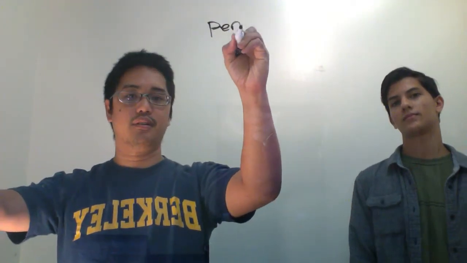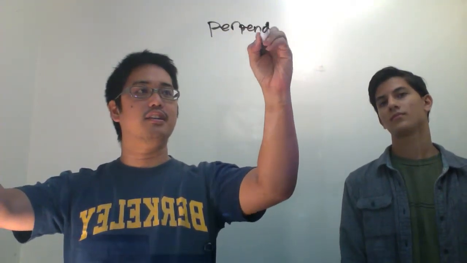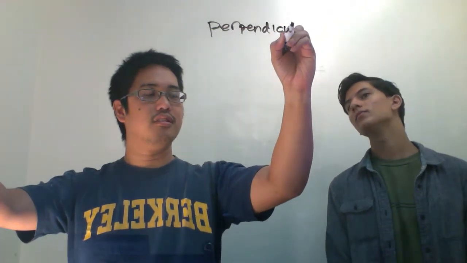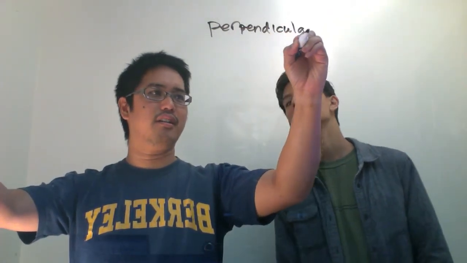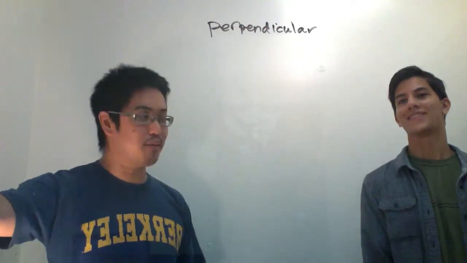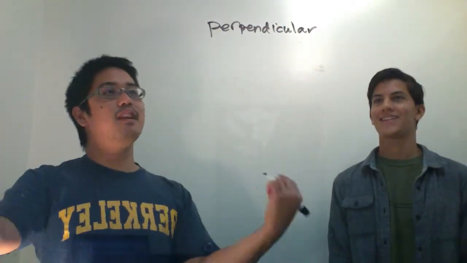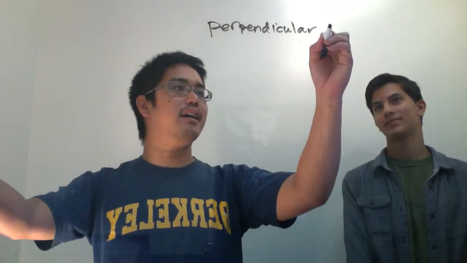Okay. Now we're going to talk about something totally different. This one is called perpendicular lines. Perpendicular. D-I-C-U-L-A-R. I'm not an English teacher, I'm a math teacher. Perpendicular lines is symbolized by an upside down T.